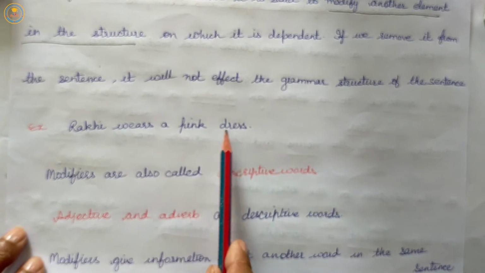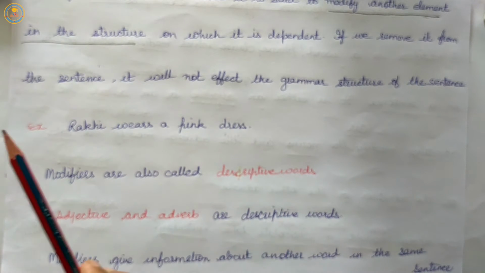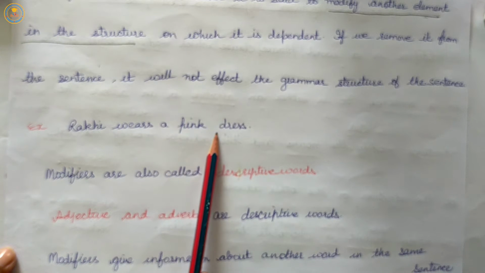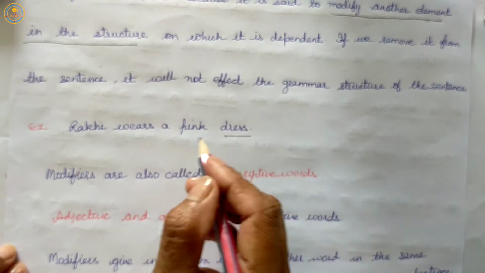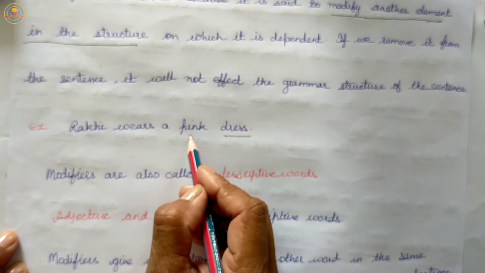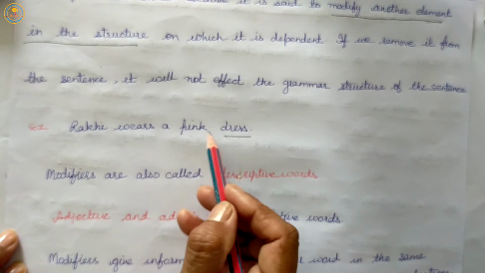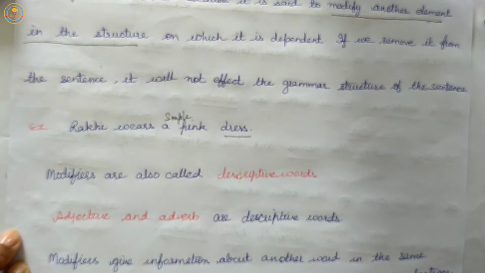Rakhi wears a pink dress. Rakhi wears a simple pink dress, you can say. So here, the adjective pink is a modifier modifying the noun dress. Rakhi wears a pink dress, or you can say Rakhi wears a simple pink dress. You can add simple also. So here, simple pink dress.